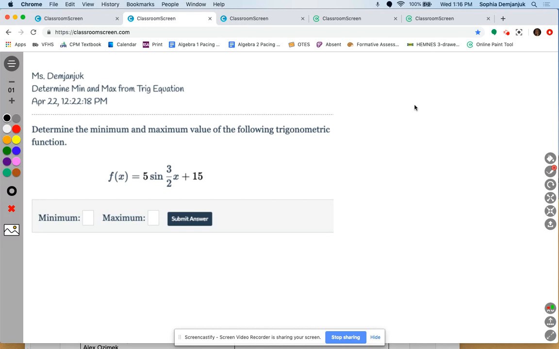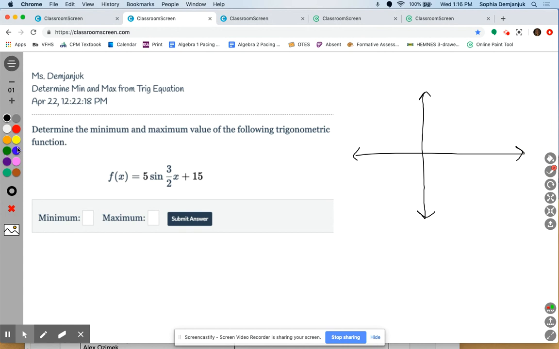So for our first example, I'm going to sketch myself a coordinate plane. It's a sine function, and I have a midline of 15, and I have an amplitude of 5. So if I have a midline of 15, I'm going to go up to my graph and draw that. And if I have an amplitude of 5, that tells me that whenever I'm drawing my sine function, like so, from the midline, from this 15, the amplitude tells me that I'm going up 5 and down 5.